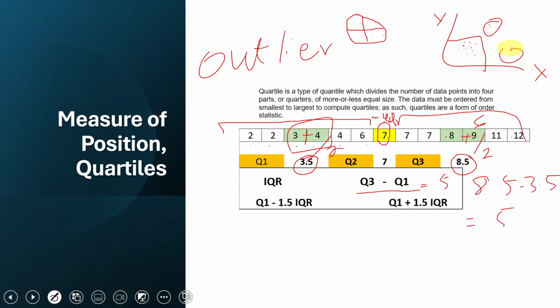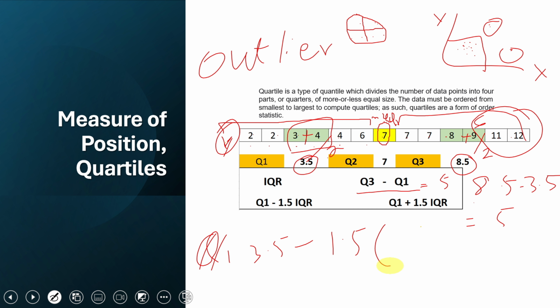So how to find this? You can have outliers over here, and you can have outliers in between these numbers as well. So if we wanted to find outliers, this is the formula: Q1 minus 1.5 IQR. What's your Q1? Q1 is 3.5. So I'll put the formula over here: 3.5 minus 1.5 into IQR. IQR, interquartile range, which we have just discussed, is 5. So 5 into 1.5 is 7.5. So 3.5 minus 7.5, this is your outlier boundary.